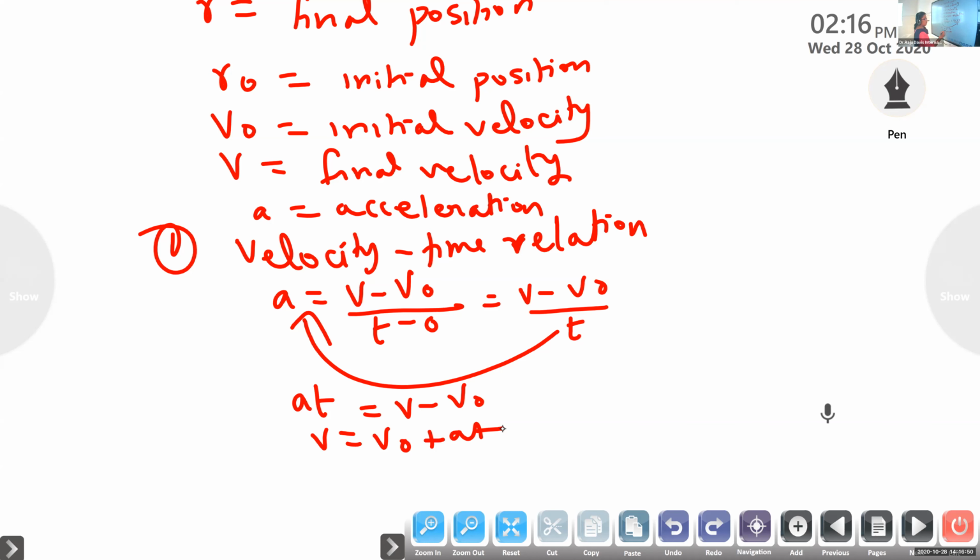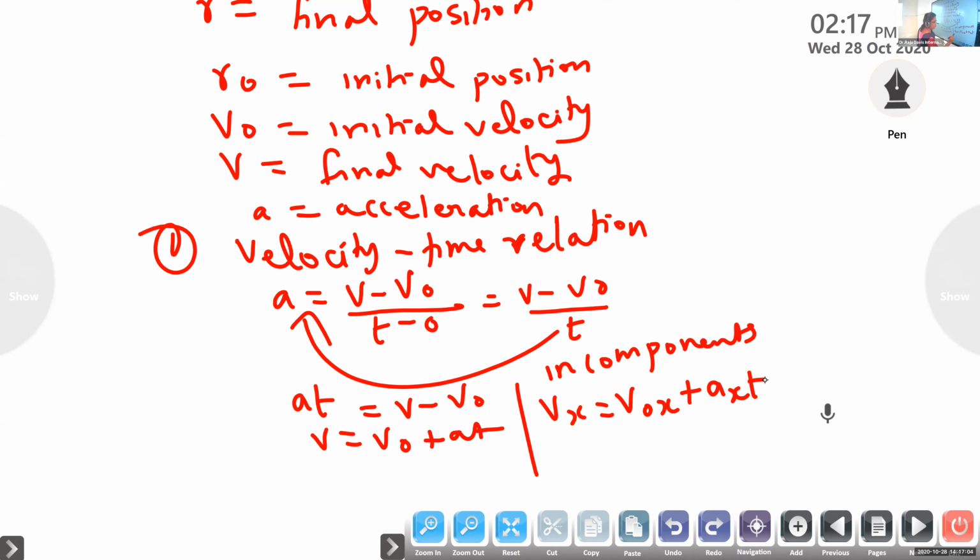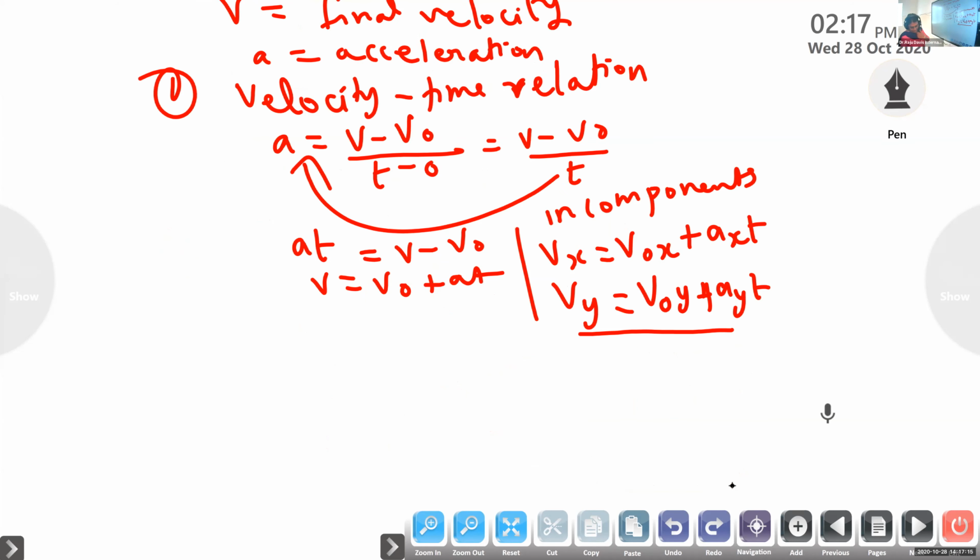Now, we derive that into components. Therefore, in components, Vx is equal to V0x plus AxT. Vy is equal to V0y plus AyT. That's all. So that is the velocity time relation.